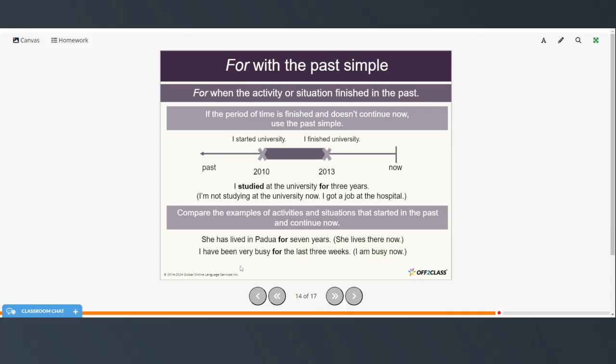I'm not studying at the university now, I got a job at the hospital. So compare the examples of activities and situations that started in the past and continued now. So she has lived in Padua for 7 years. So she moved there 7 years ago and she still lives there today. I have been very busy for the last 3 weeks. So her schedule became busy 3 weeks ago and it's still busy now.